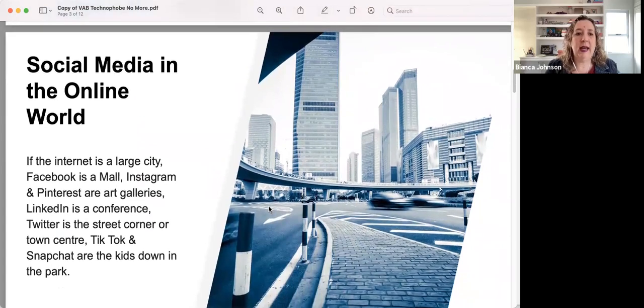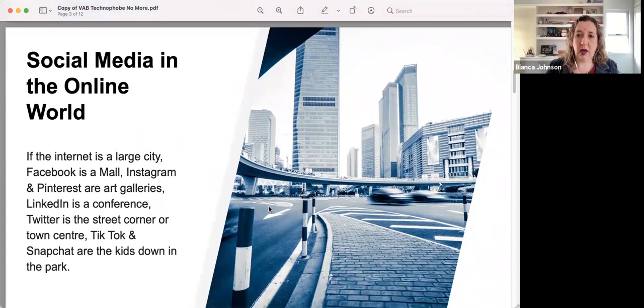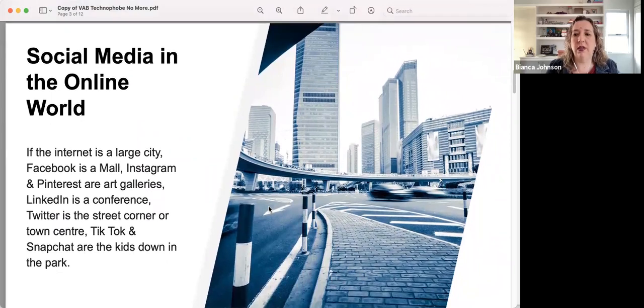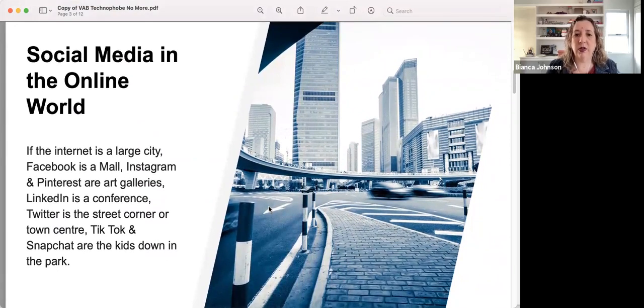So the way I like to explain social media to people that aren't that familiar with the tech world is, if we imagined that the internet was a large city, and everyone and everything in it basically represented buildings and locations within this large city.